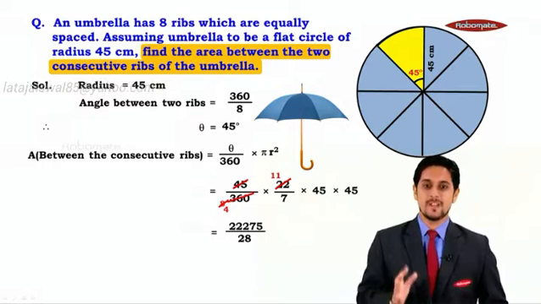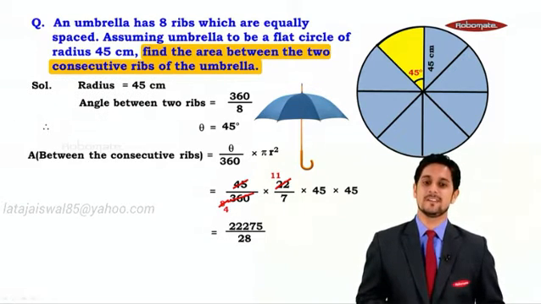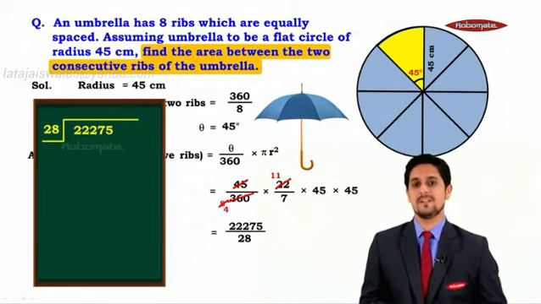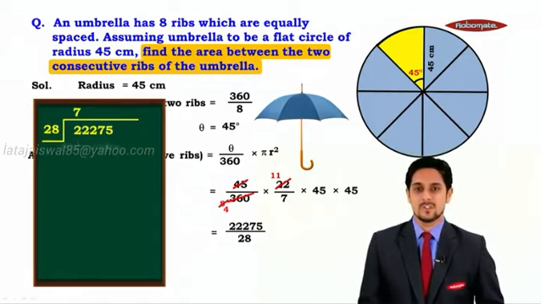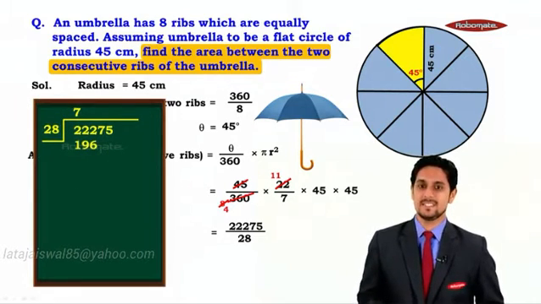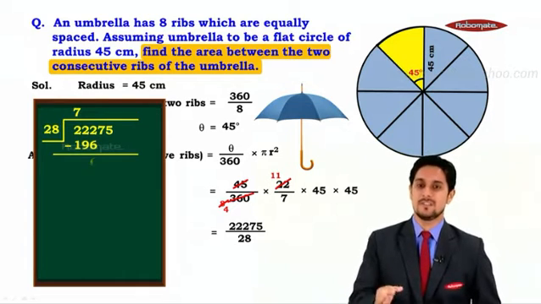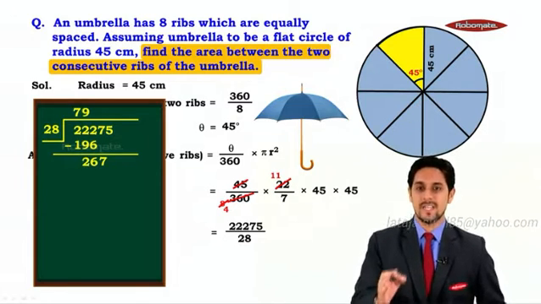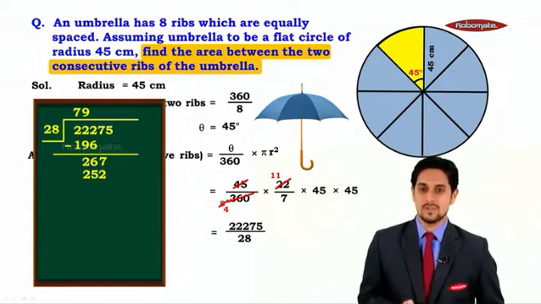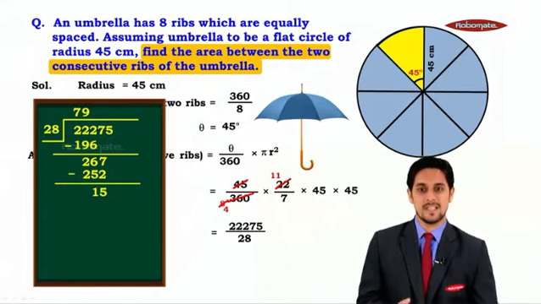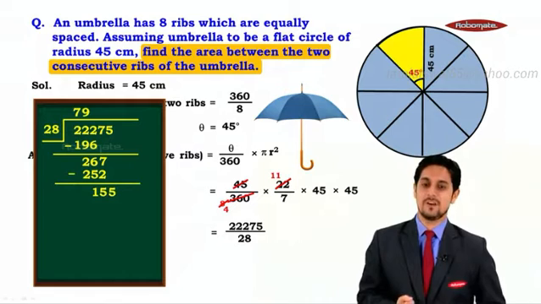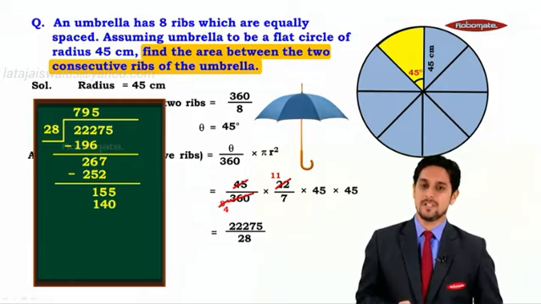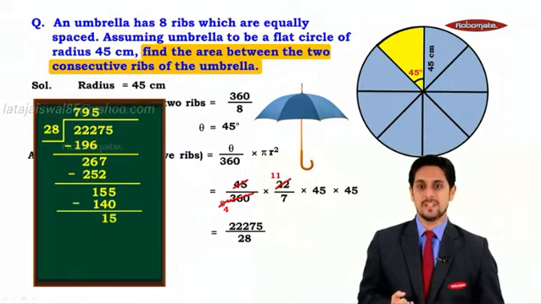22,275 divided by 7 into 4, which is 28. Let us try to divide the terms. We have 22,275 divided by 28. So 28 into 7 times is 196. The subtraction of the 2 terms gives the value as 26. Bringing 7 down, we have 28 into 9 times as 252. The subtraction of 2 terms is again 15. On bringing 5 down, we have 155. So we have 28 into 5 times as 140. The remainder now is 15.